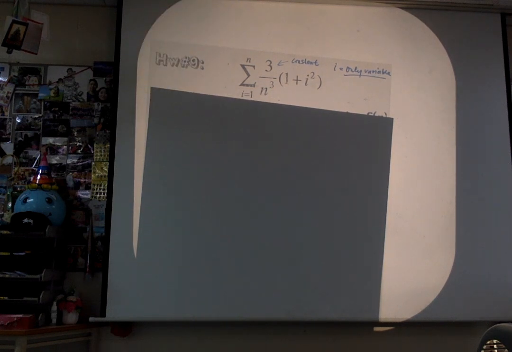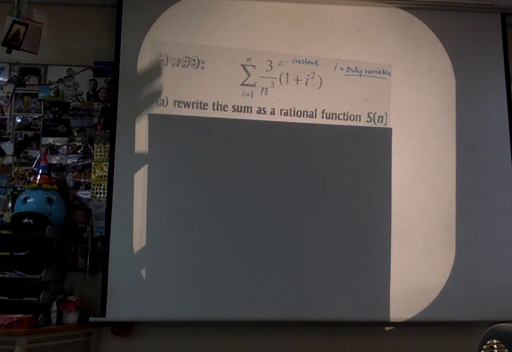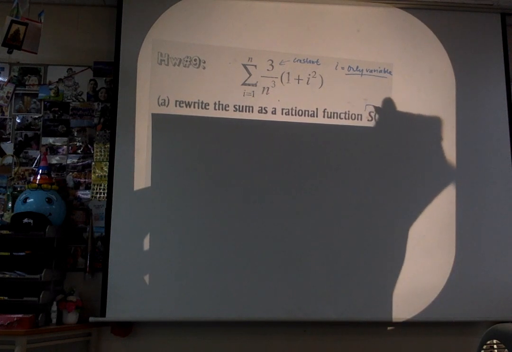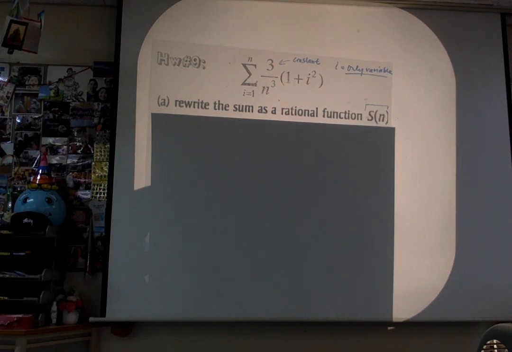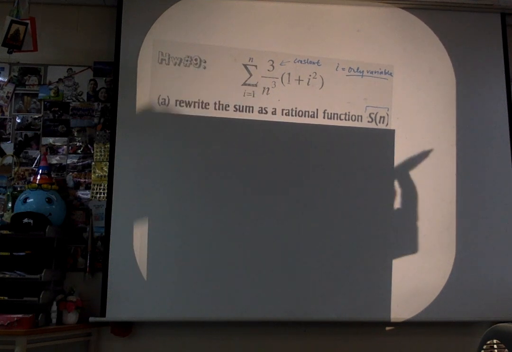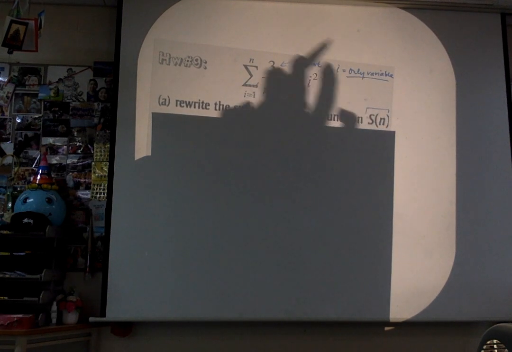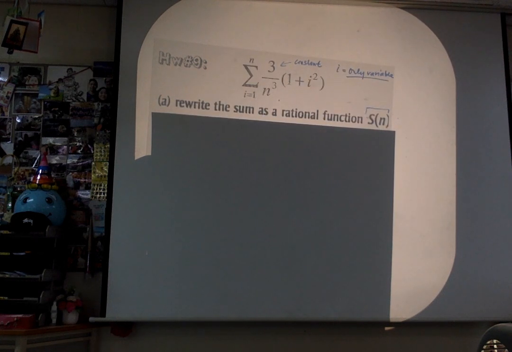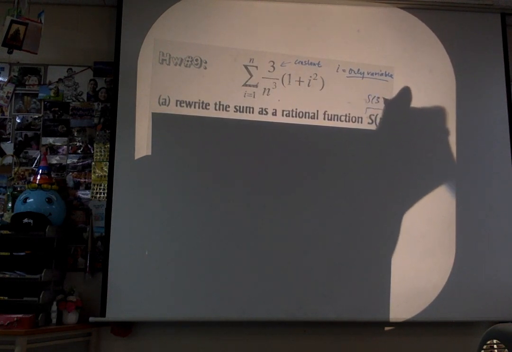Now, they want us to find a formula. Rewrite this sum as a rational function s of n. What does that mean? This right here, this is a magical formula that when you plug in any value of n, it's going to give you the sum. Okay? Hopefully that'll seep in a little bit. That means if I have a 3 here, and I plug in a 3 here, if I rewrite this as a rational function, this whole thing is going to give me the value of s of 3.